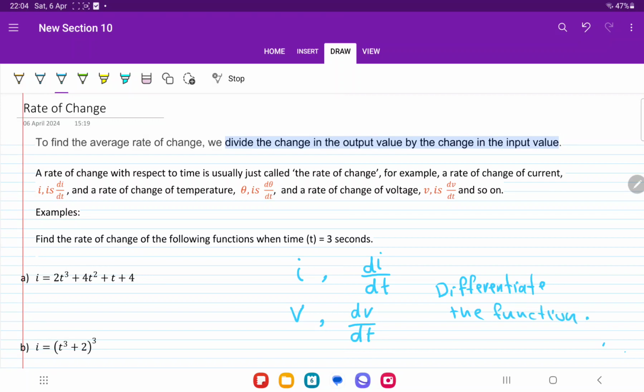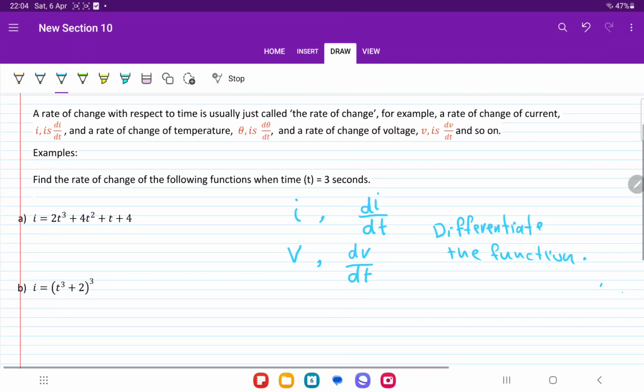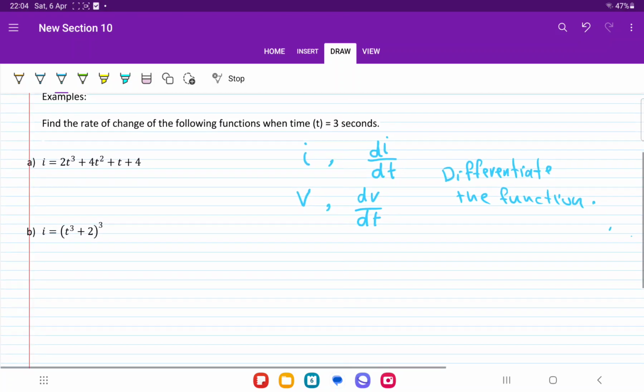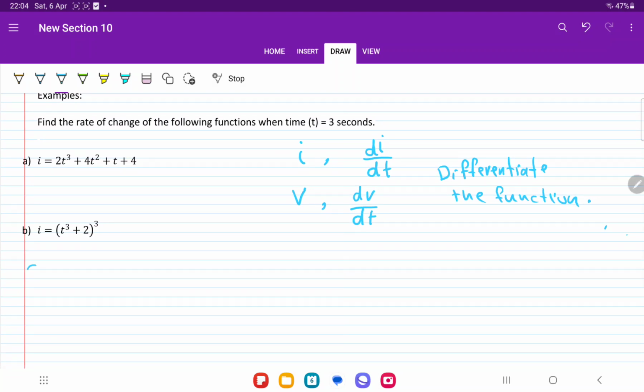Okay. So we have good examples here. Find the rate of change of the following functions when the time t is equal to 3 seconds. So let's start with A. We've got current equal 4t squared plus t plus 4. If you are not sure how to differentiate the function, we went over it in our previous video on differentiation.